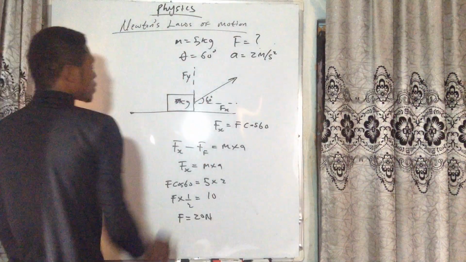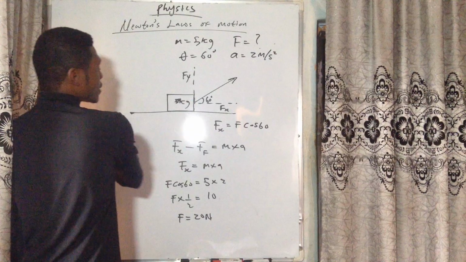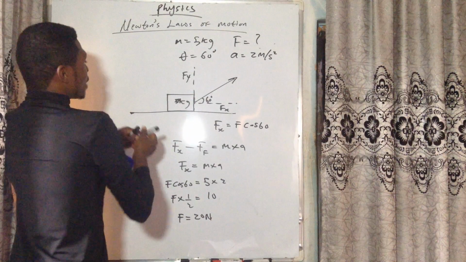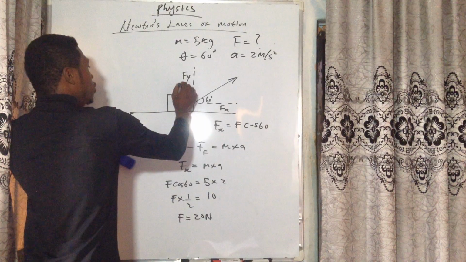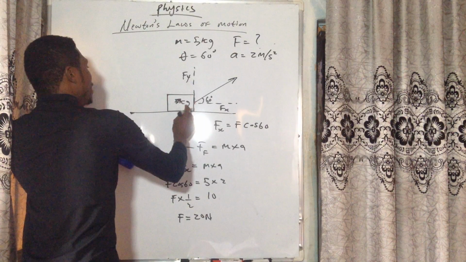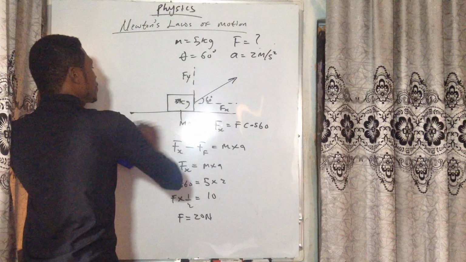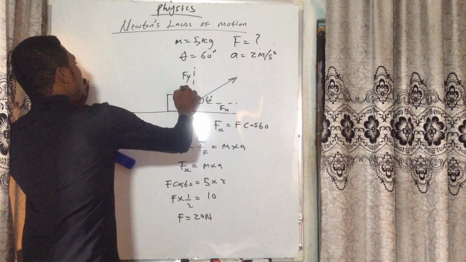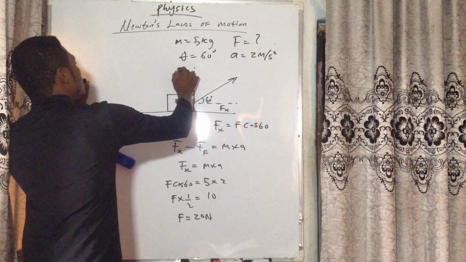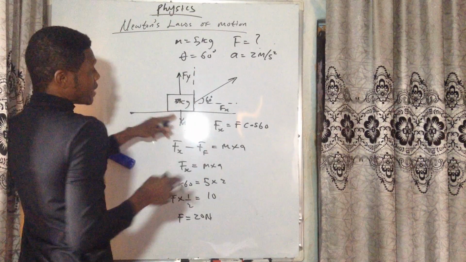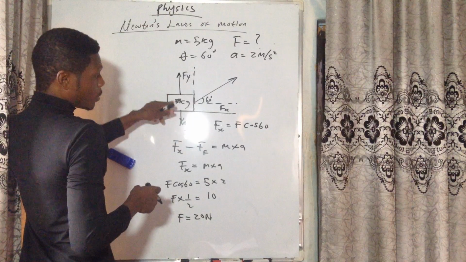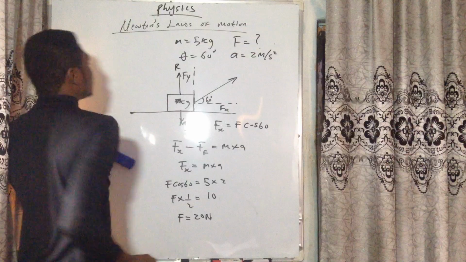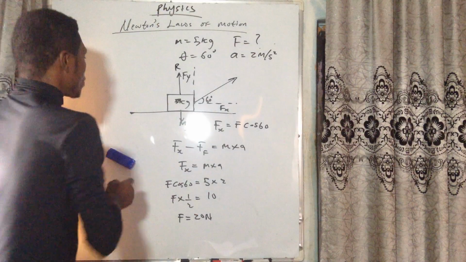Now let us solve the second question, which is to determine the normal reaction. See the weight here, mg. The normal reaction is the upward force exerted on the body by the surface. That's the normal reaction, the reaction R. Now let us determine it.